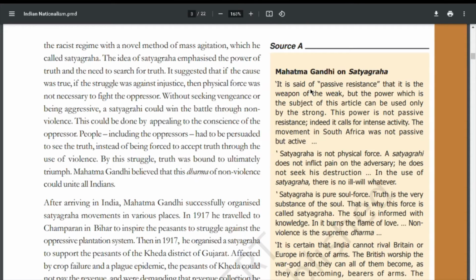This could be done by appealing to the conscience of the oppressor. People, including the oppressors, had to be persuaded to see the truth instead of being forced to accept truth through the use of violence. By this struggle, truth was bound to ultimately triumph. Mahatma Gandhi believed that this dharma of non-violence could unite all Indians.